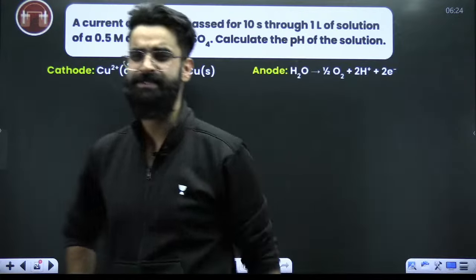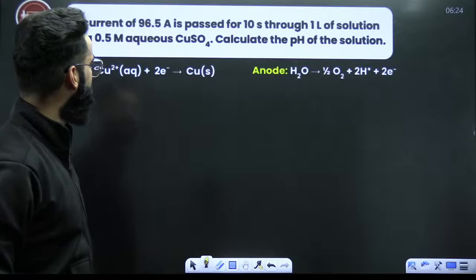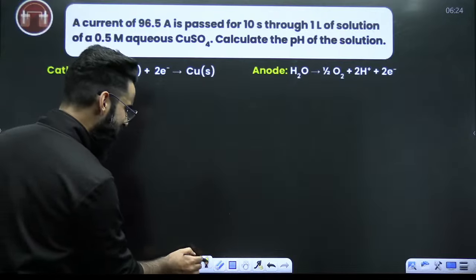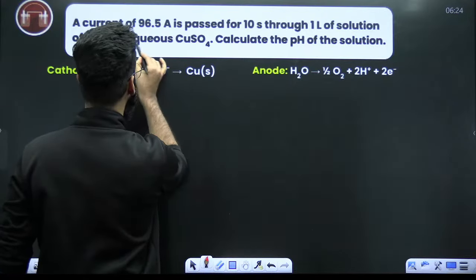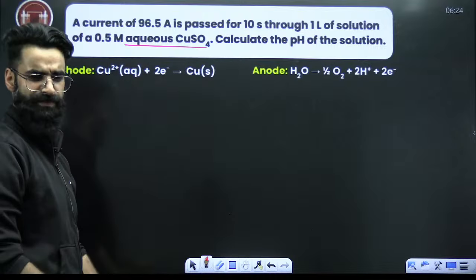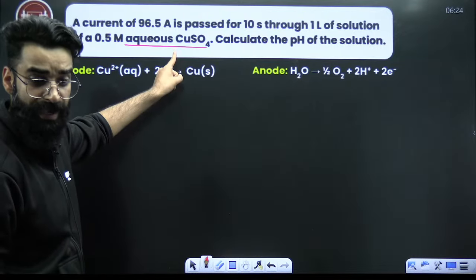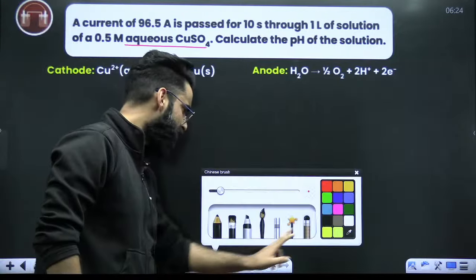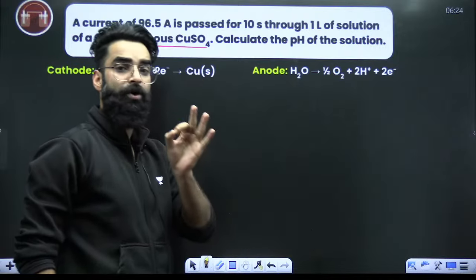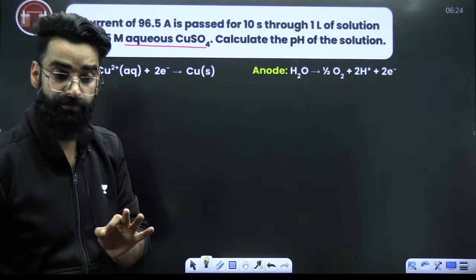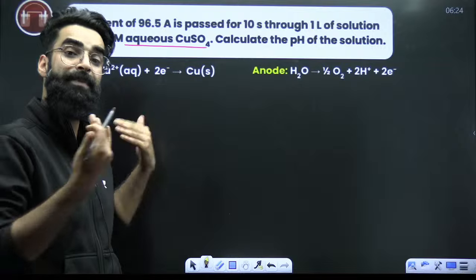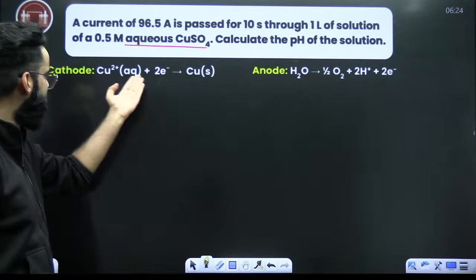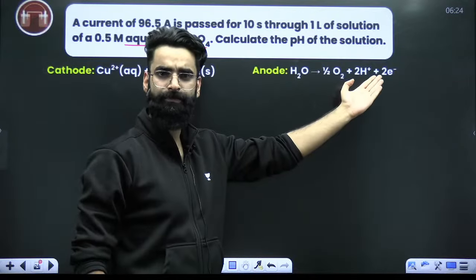Try to understand what the question says. As far as this question is concerned, we are again doing the electrolysis of aqueous CuSO4. And my dear students, we already know the reactions which happen at anode and cathode. This is the reaction at cathode, and this is the reaction at anode.